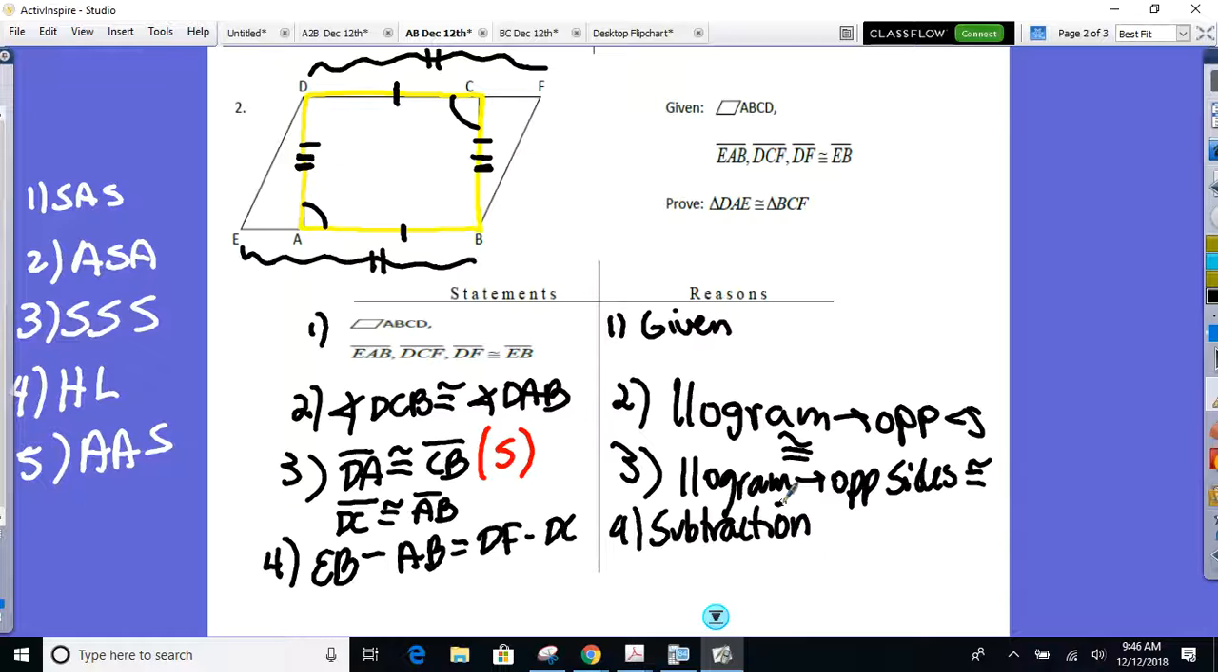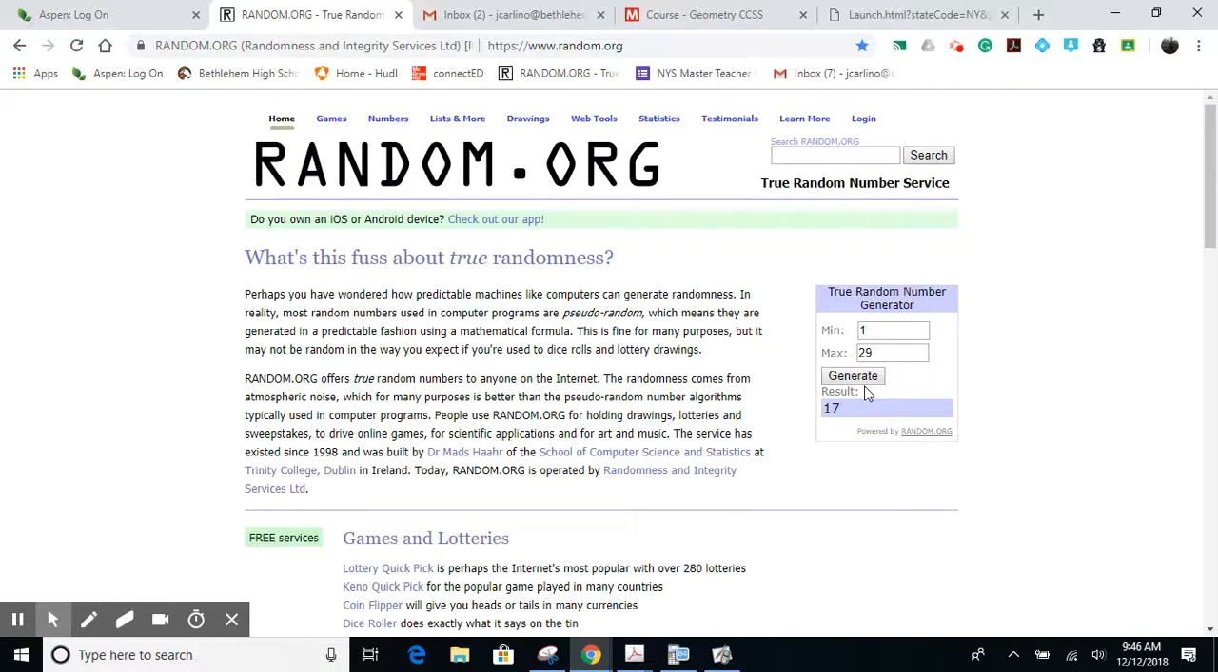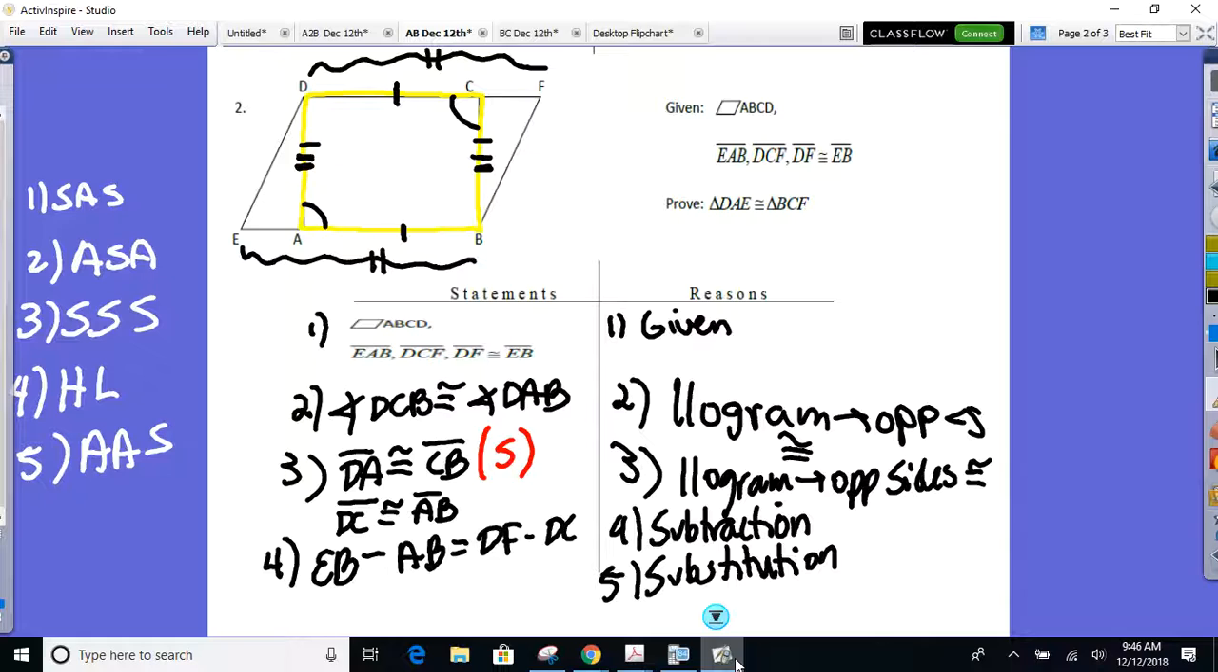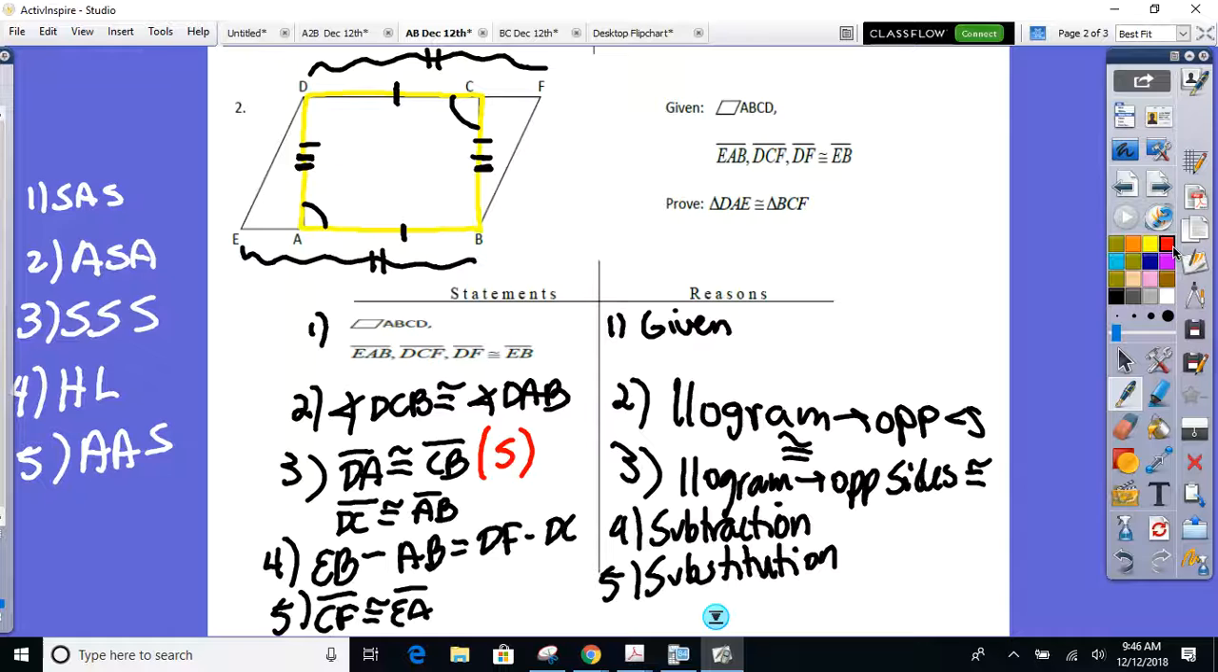And this is not going to change. What do we always put after subtraction? Substitution. To say which sides? Which sides are in my substitution step? Which sides by my substitution step are congruent? CF and EA. And that gives you a pair of sides.